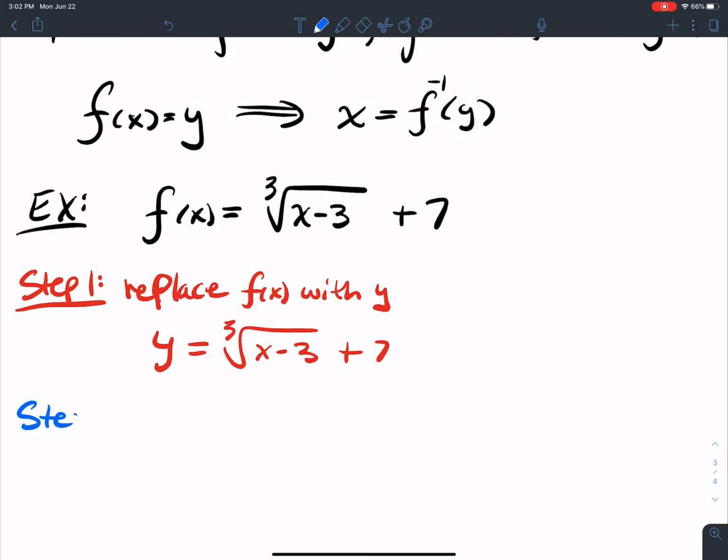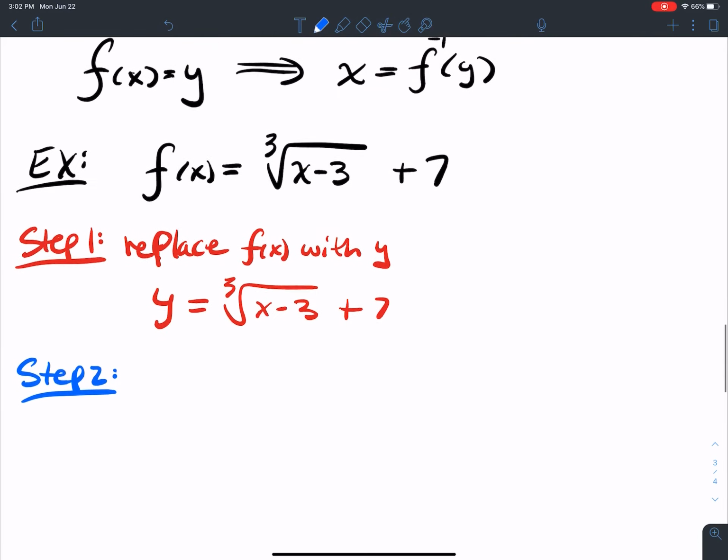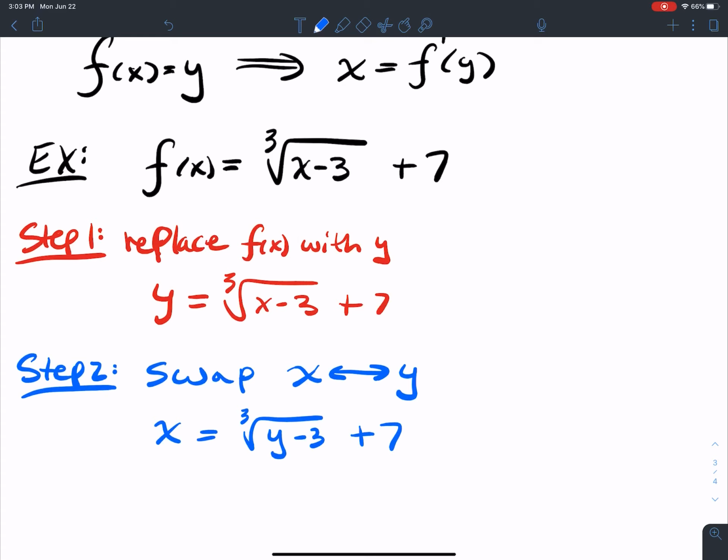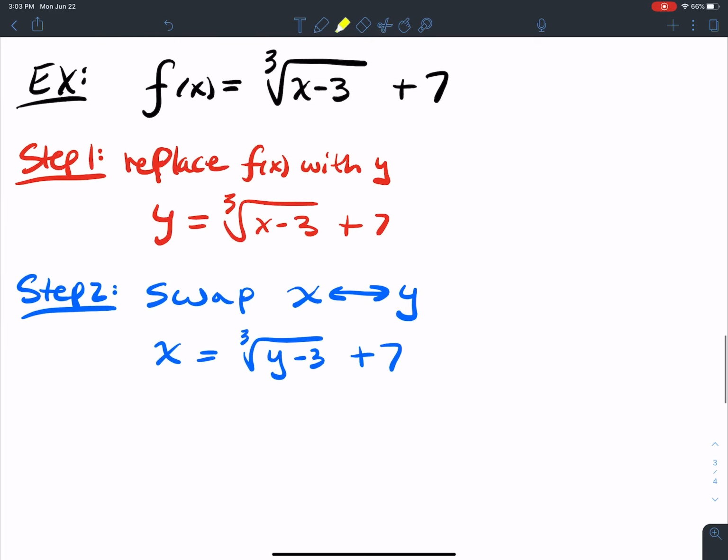Step two, swap x and y. Everywhere I see an x, I'm going to put a y, and everywhere I see a y, I'm going to put an x. So this becomes x equals the cube root of y minus 3 plus 7. All I did was swap the x and the y. The swapping of the x and y sets up our inverse.